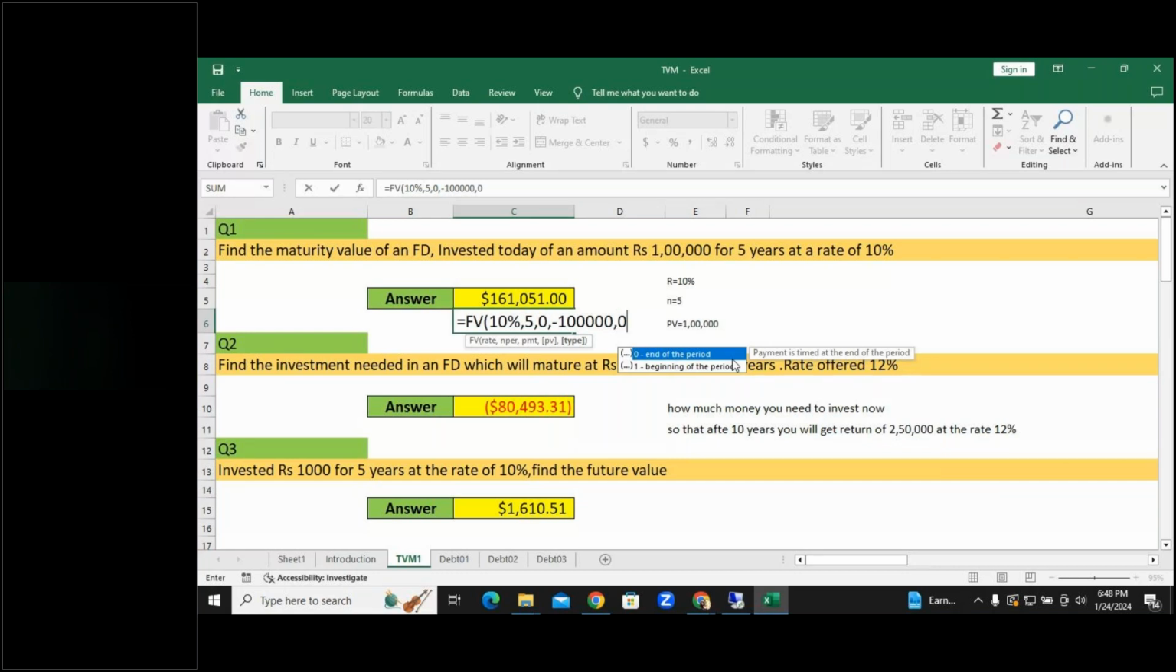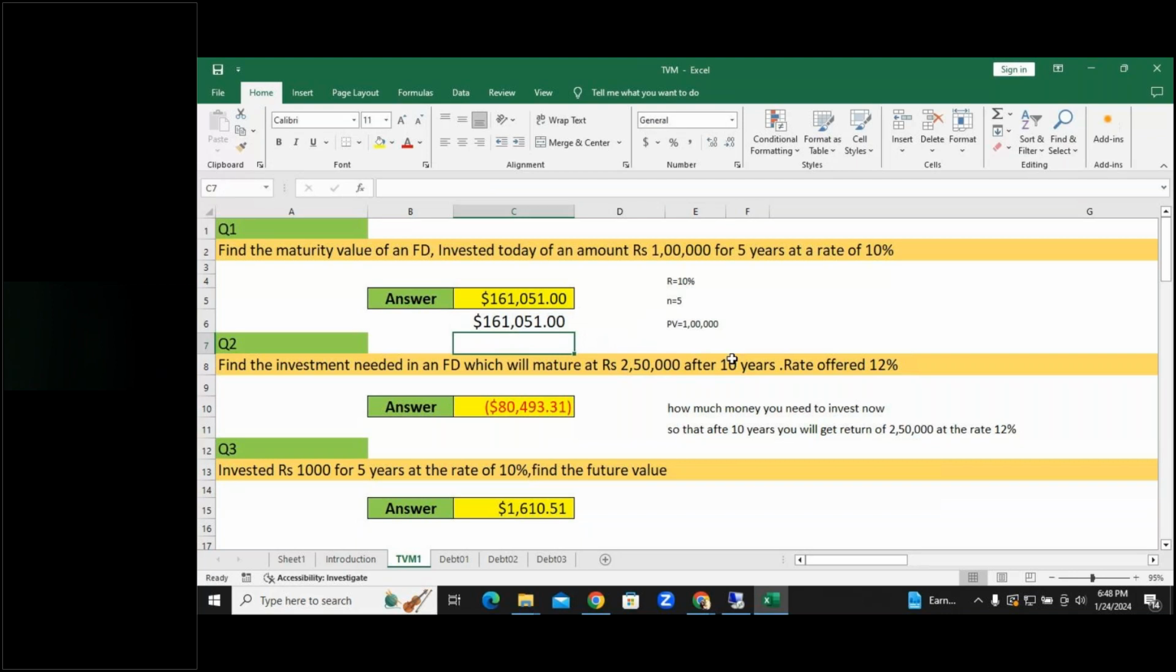So today if I am investing 1 lakh rupees, after 5 years, how much amount am I going to get? So it is 1,61,051 rupees. So here 61,051 rupees is the interest that has been added to the amount I am investing today.